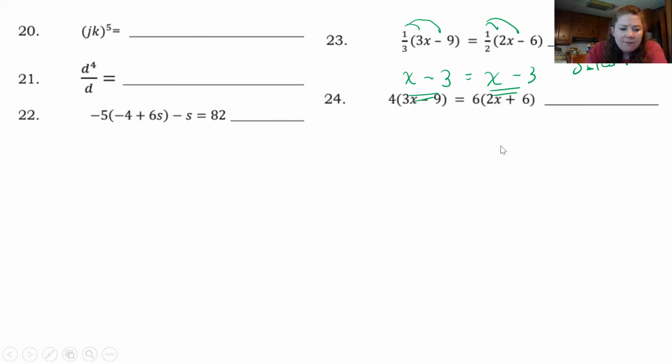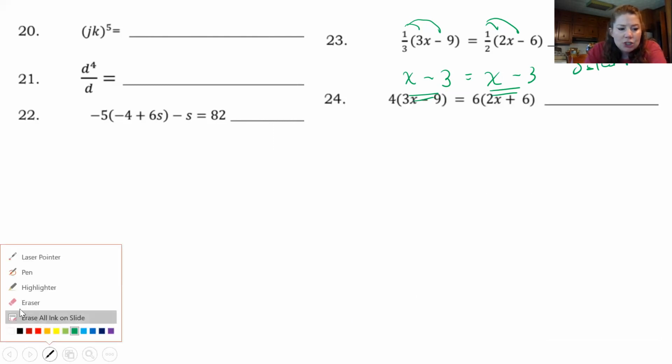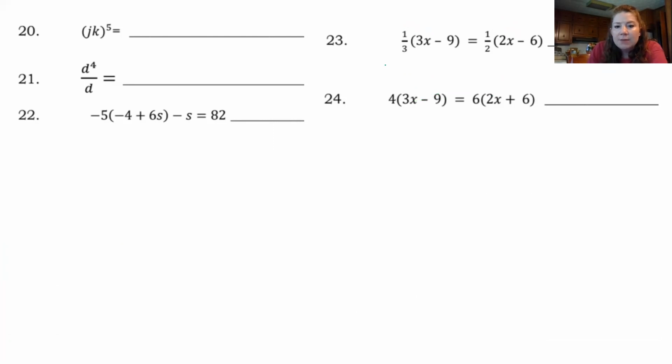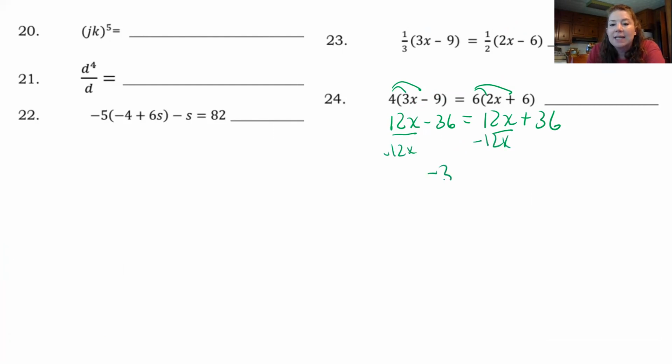All right, number 24. Let me get rid of all this chicken scratch. Once again, we're distributing. So we got 12x minus 36 is equal to 12x plus 36. Oh, look at that. Our variables match, but the rest of it doesn't. So if I got rid of those 12x's by subtracting, I'm going to get negative 36 is equal to positive 36. Is that true? No. If you end up with a statement that's not true, you have no solution. No solution.